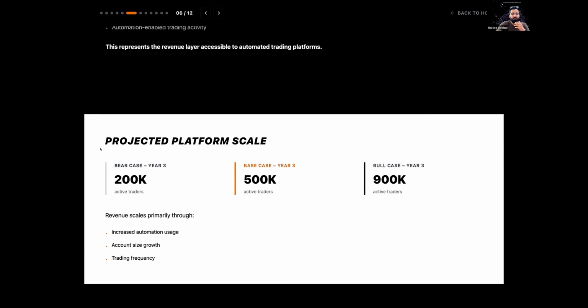This is the platform scale that we are expecting. In the bear case, 200,000 users. In the base case, 500,000 users. In the bull case, 900,000 users.